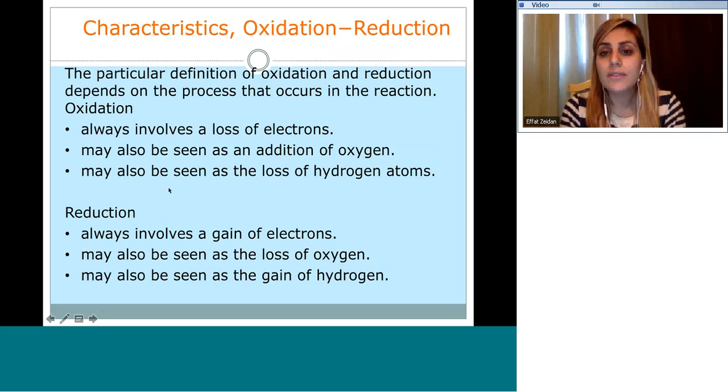Characteristics. The particular definition of oxidation and reduction depends on the process that occurs in the reaction. Oxidation always involves the loss of electrons, may also be seen as an addition of oxygen, or may also be seen as the loss of a hydrogen. Reduction always involves the gain of electrons, or the loss of an oxygen, or the gain of hydrogen.